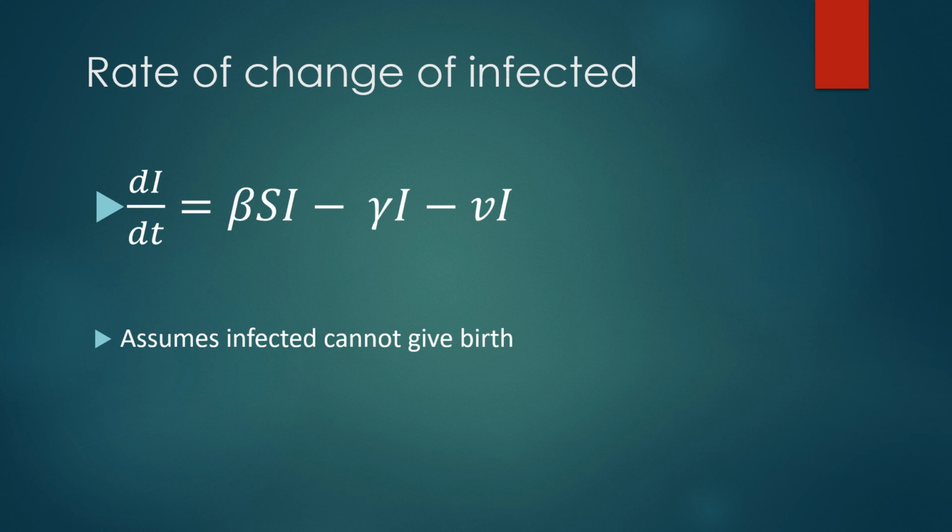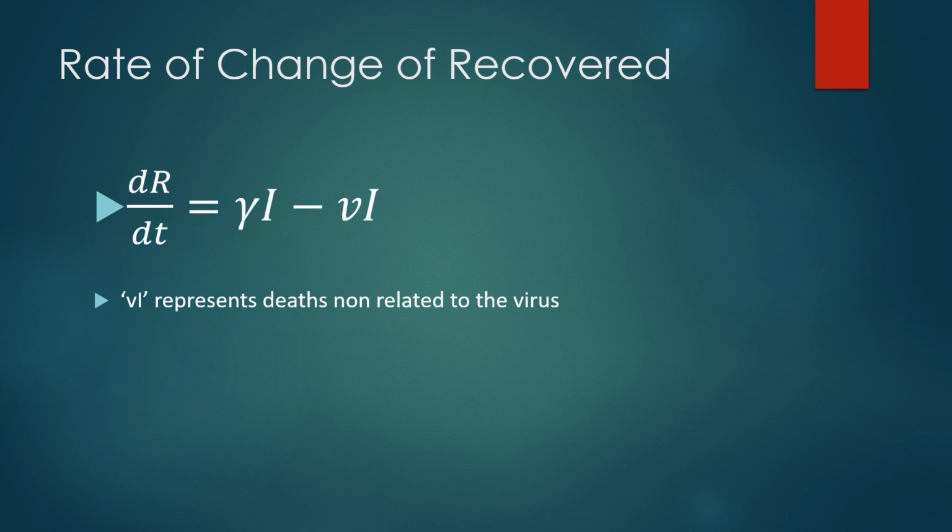And then we can finally look at the last equation, where we have dR/dt equals gamma I minus vI. And throughout this, we just have to imagine that if you die from natural causes, this means you're technically recovered because you cannot get the disease again. So dR/dt equals gamma I minus vI. Gamma I is the proportion of people becoming recovered from the infected category, and then vI is the number of people dying from natural causes who are infected.